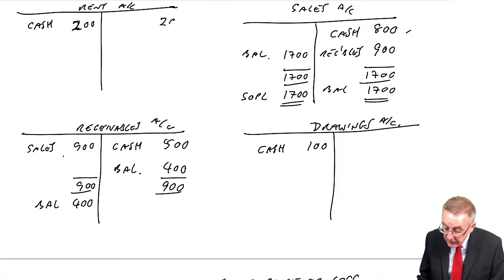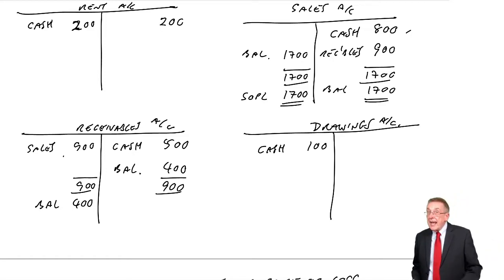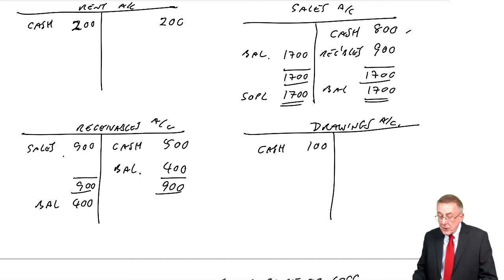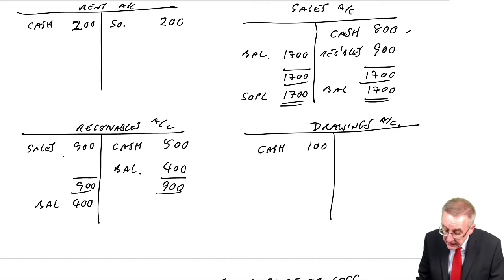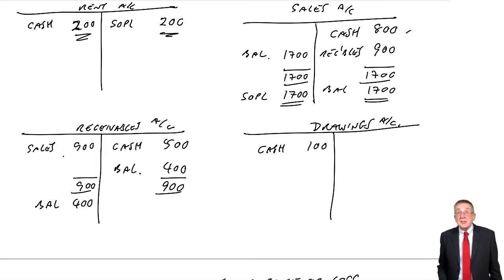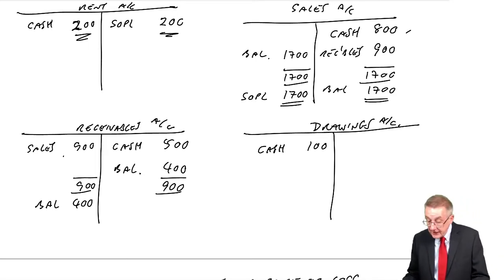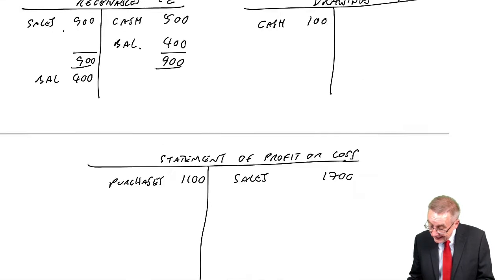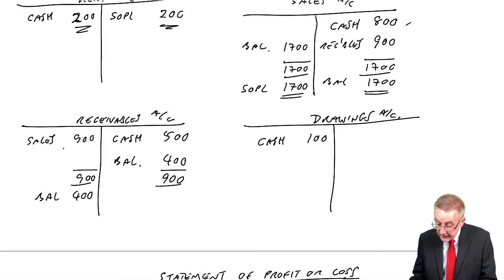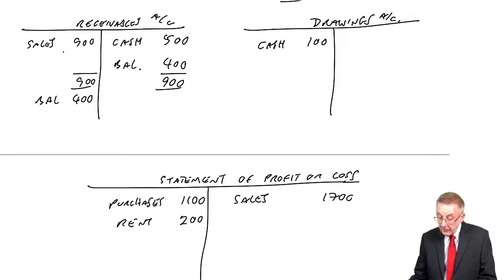Credit rent 200. And rent again appears in the statement of profit or loss as an expense. So credit rent, debit statement of profit or loss. The balance is 0. I can use the same account to list next year's rent. Debit statement of profit or loss. Credit rent, debit statement of profit or loss, 200.